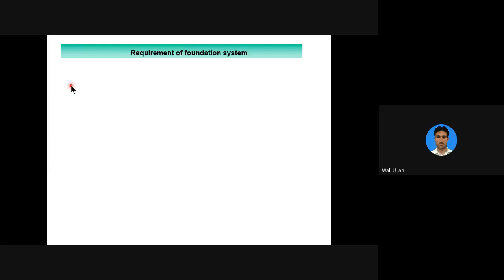The second requirement is the depth requirement. What should be the depth of the foundation? This is column, this is foundation, this is ground line, this is depth. How much depth you should provide?